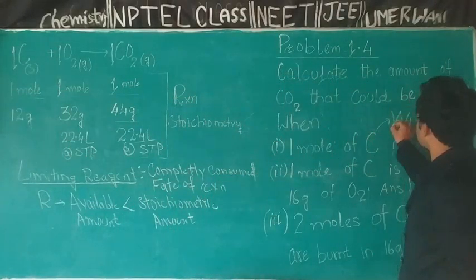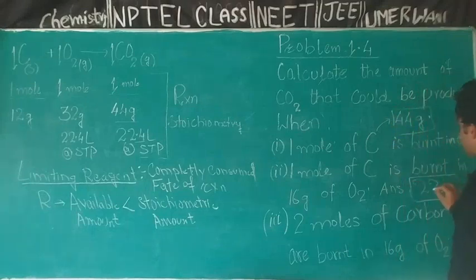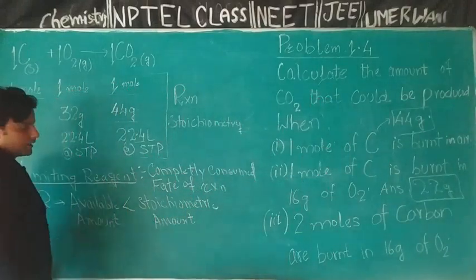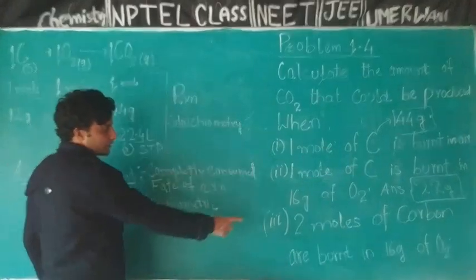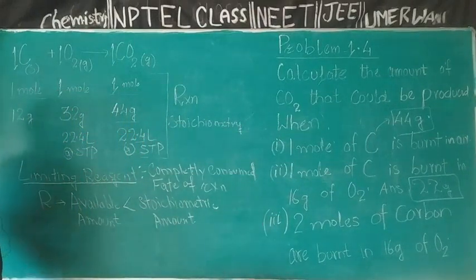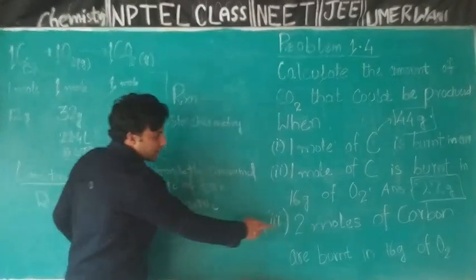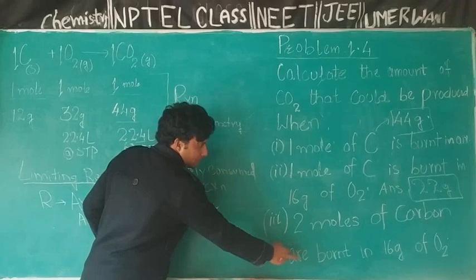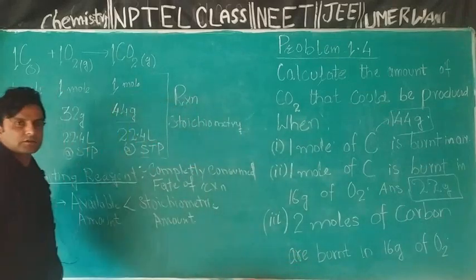For part first, answer was 44 gram. For part second, answer is 22 gram. Now, third part. If 2 moles of carbon are burnt in 16 grams of oxygen, identify the available quantity of reactants. For carbon, available quantity is 2 mole. For oxygen, available quantity is 16 gram.